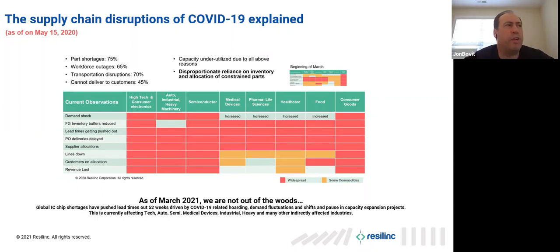If you look at each industry, from high tech and automotive and semiconductor, medical device, life care, health, food and consumer goods, all were impacted, but all impacted in different ways. Some demand went up, some demand went down, and so forth. But it was definitely a very broad impact, and I think we've all experienced it and continue to, obviously.